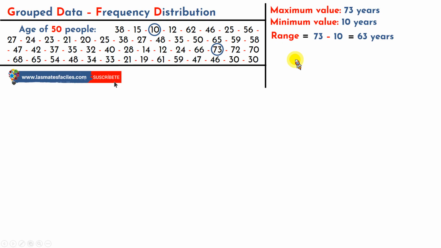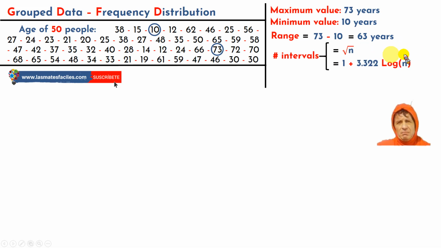Now we can calculate the number of intervals. Remember that these are group data because we're going to use intervals. But first, we need to determine how many intervals there will be. There are several ways to calculate the number of intervals. We have two formulas. In both, we need the value of n. N is 50 because it's the number of data, that is the number of people surveyed. Of these two formulas, the easiest one is this, because it only involves taking the square root of n, the square root of 50. The result is approximately 7. We need to round it because the number of intervals is a whole number.